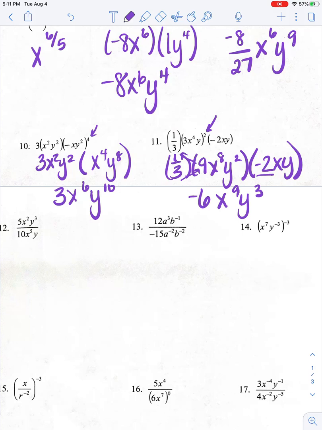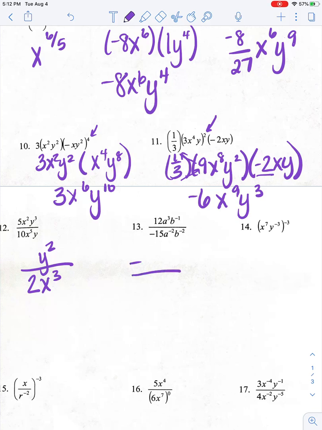And again, I'm going fast, so feel free to pause it and go back if you need to. All right, so now we start dividing. So 5 and 10, that's going to reduce to a 2 on the bottom, x to the third on the bottom, and a y squared on the top.